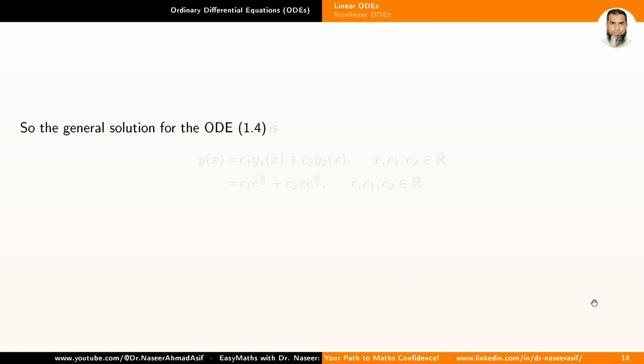So the general solution for the ODE 1 by 4 is y of x is equal to c1 y1 of x plus c2 y2 of x, where x belongs to R, c1, c2 are arbitrary constants. So y of x is equal to c1 exponential x by 2 plus c2 x exponential x by 2, where x belongs to R, c1, c2 are arbitrary constants, which is the required general solution of the given second order ODE.